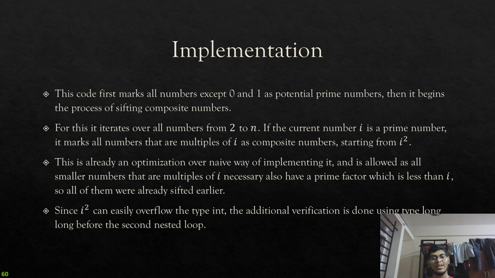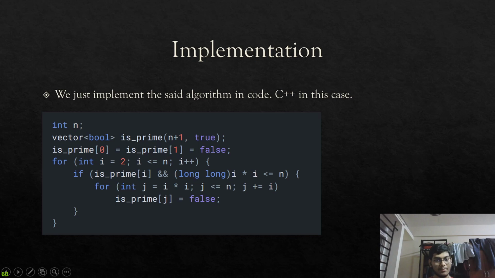This is already an optimization over the naive way of implementing it, and is allowed as all smaller numbers that are multiples of i necessarily also have a prime factor which is less than i. So all of them were already marked earlier. Since i square can easily overflow the type int, if you notice, the additional verification is done using type long before the second nested loop, as in the code.